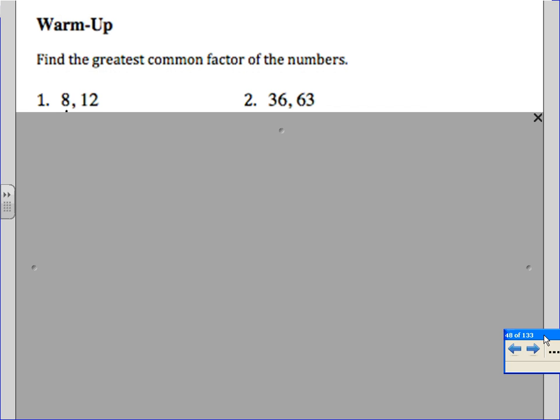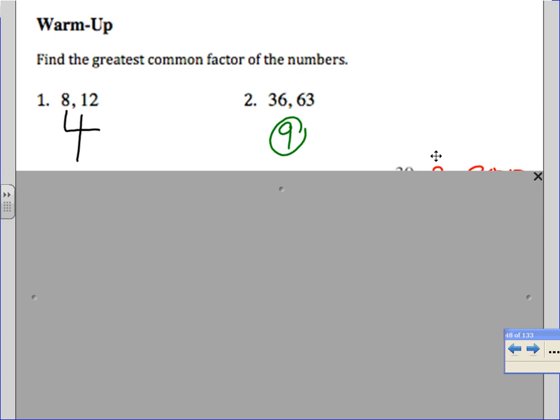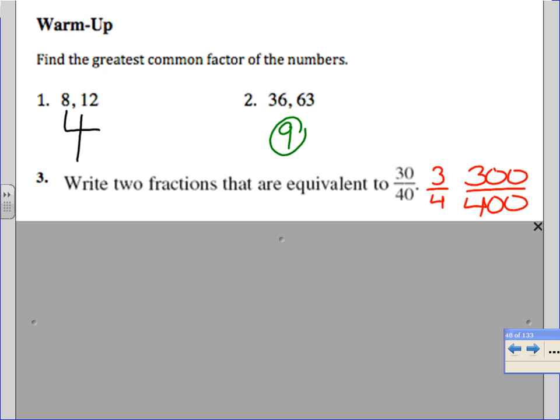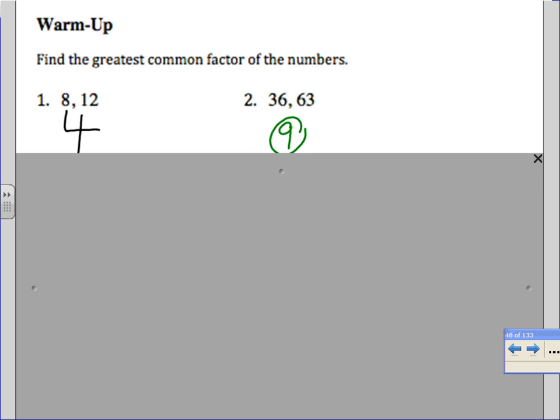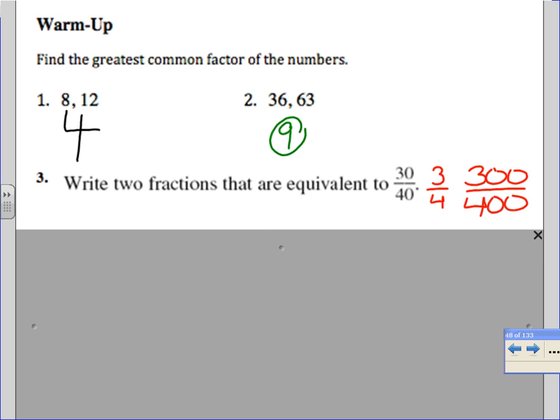So starting with the warm-up, what did you guys get for the GCF for number 1? Briar. Good. Sean, number 2. Good. Number 3 said write 2 equivalent fractions that are equivalent to 30/40ths. Charles, give me 1. Good. 300/400ths. What's another one? Emma H. Good. 3/4. Anyone have other ones?